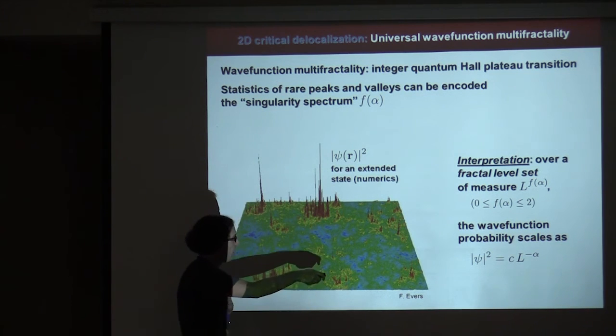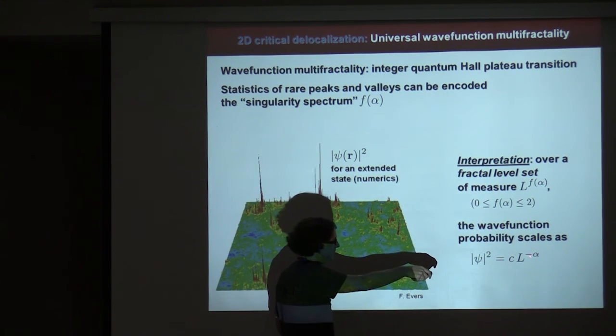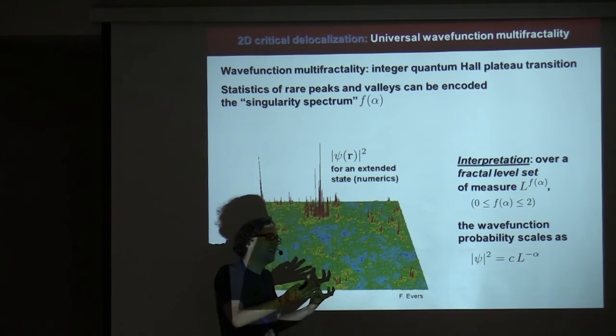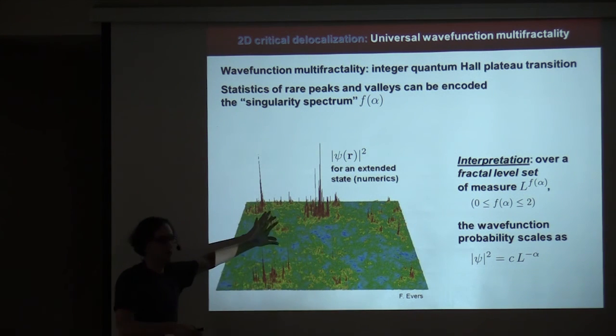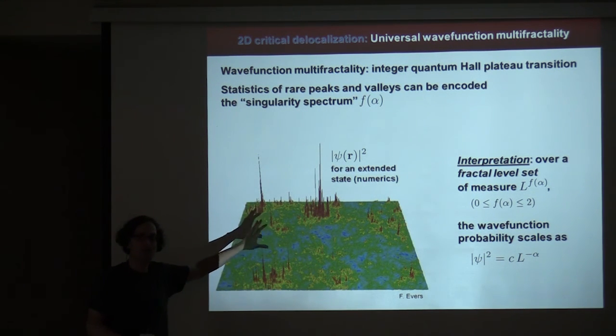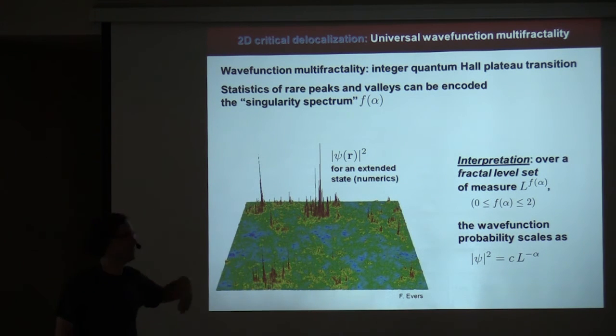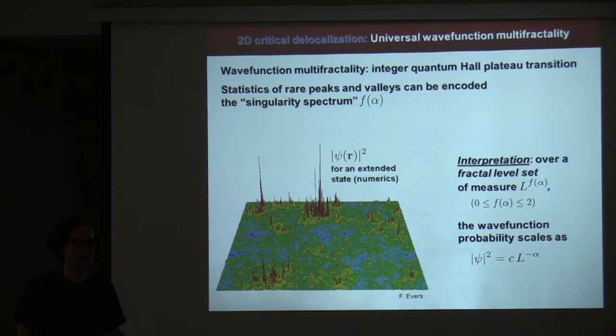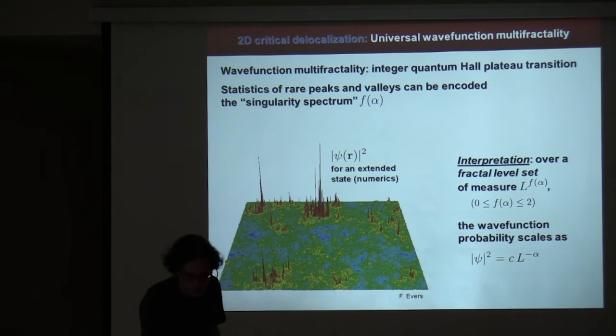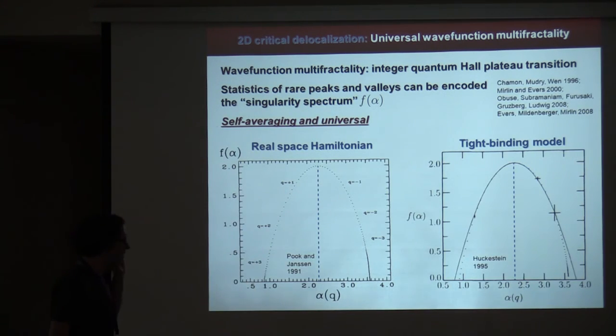And then by knowing how f of alpha behaves as a function of alpha, you get a set of statistics used to characterize this complicated object. This is something called multifractal analysis. It was invented by Mandelbrot to try to understand turbulence. It's used in financial markets and other types of complex phenomena. But the great thing about multifractality in critical Anderson delocalization is that these statistics are universal, which is really strange if you think about it.